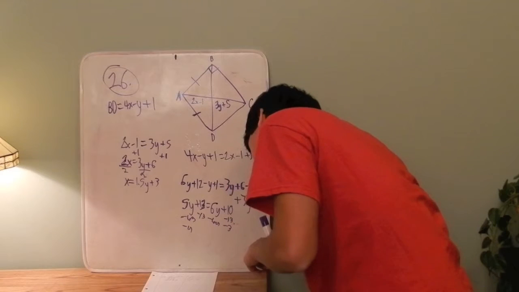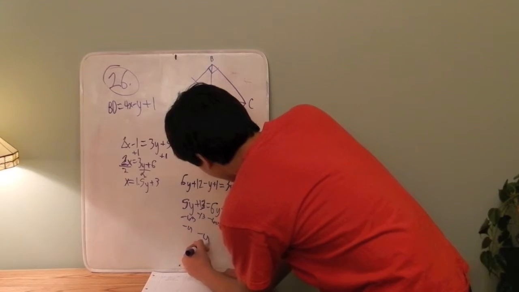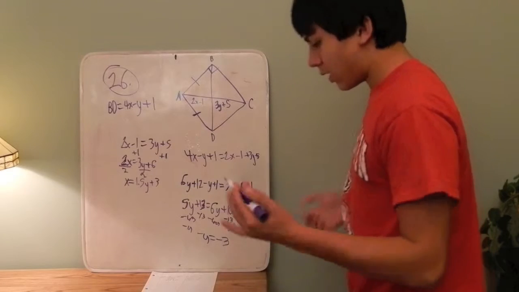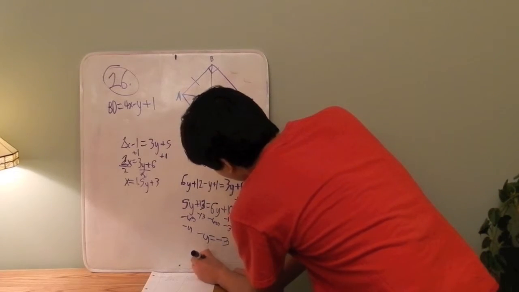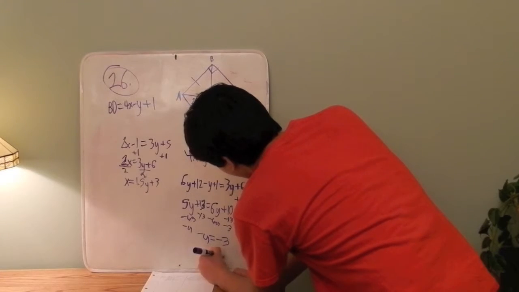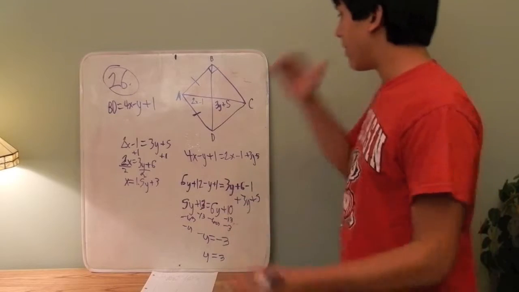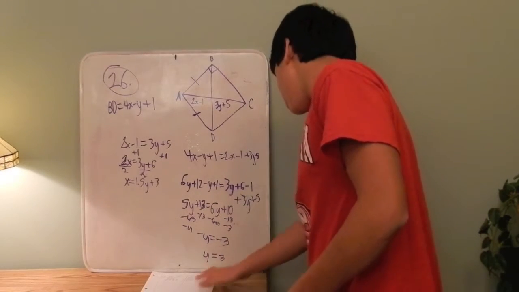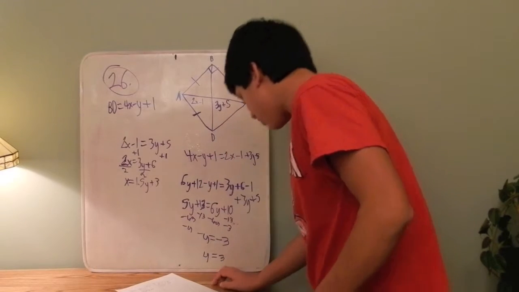So then -y equals -3. And then multiply both sides by -1 to get y = 3. Okay, so we know y = 3. Now, you can put y back into a different equation to get what x equals.